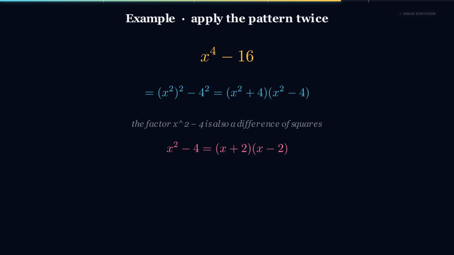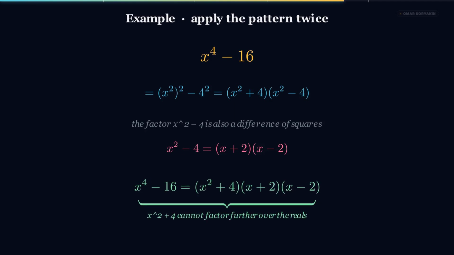Apply the pattern a second time on this factor. Combine. The full factorization of x to the fourth minus 16 is (x squared plus 4) times (x plus 2) times (x minus 2). The factor x squared plus 4 does not factor further over the real numbers. There is no real number whose square is negative 4, so x squared plus 4 stays exactly as it is in the final answer.